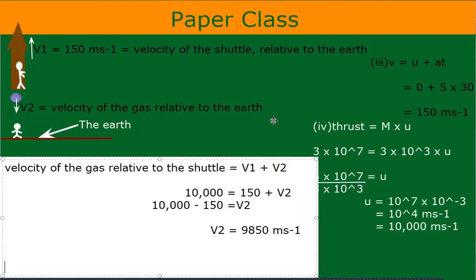Velocity of one object relative to another object means a stationary person should be on that object. For example, velocity of the gas relative to the rocket means the velocity of the gas as observed by a man in the rocket. This 10,000 means the velocity of the exhaust gas is 10,000 meters per second relative to the shuttle, meaning the distance between the gas and the rocket increases by 10,000 meters every second. That's it. Right, Lamai, shall we go to the next question, dear?